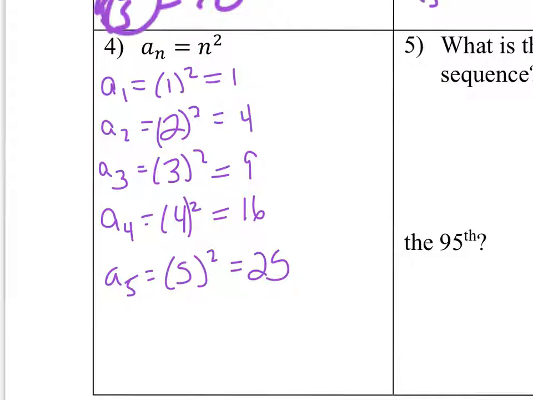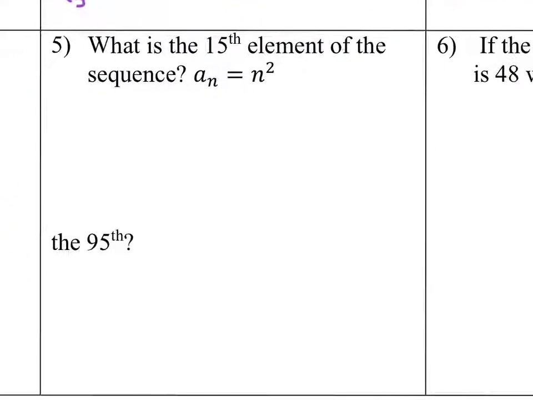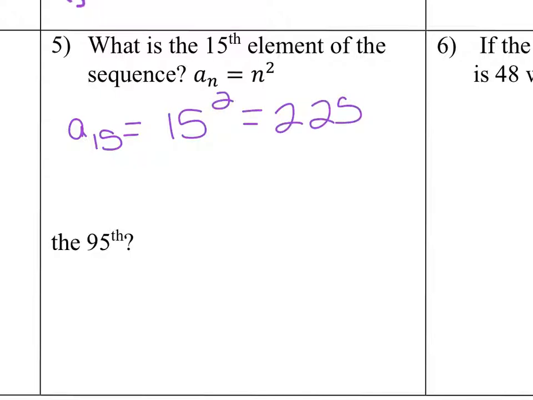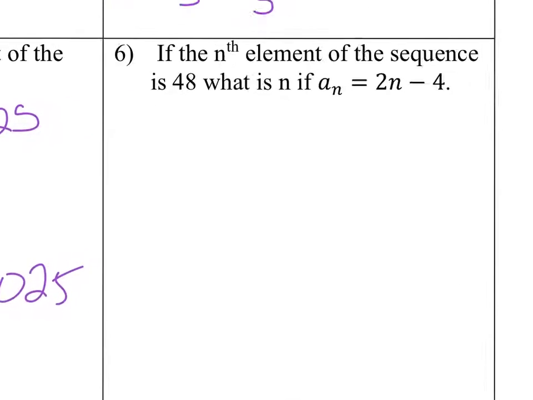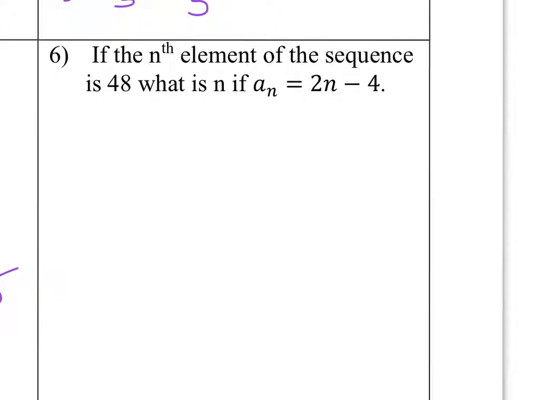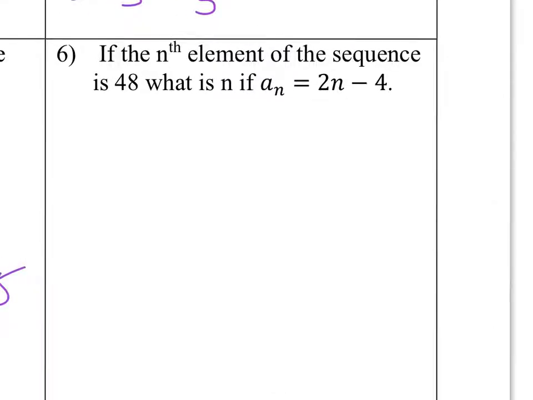So the fifth element would be 5 squared. Now with these, it's really nice because if you want the 15th element, you simply plug in 15 for n. So 15 squared is 225. I found the 15th. And same deal for this one. If I want to find the 95th element, it's just 95 squared, 9025. And same deal with this one. You want to find the 48th term.